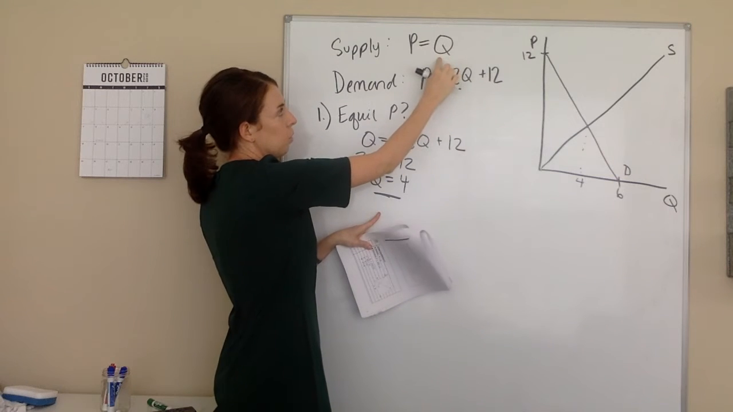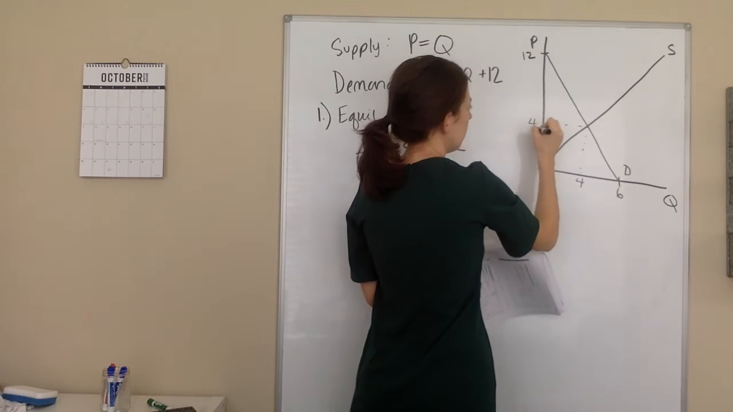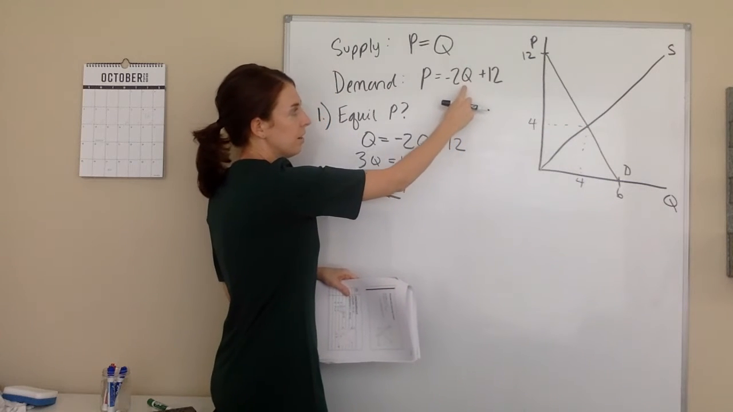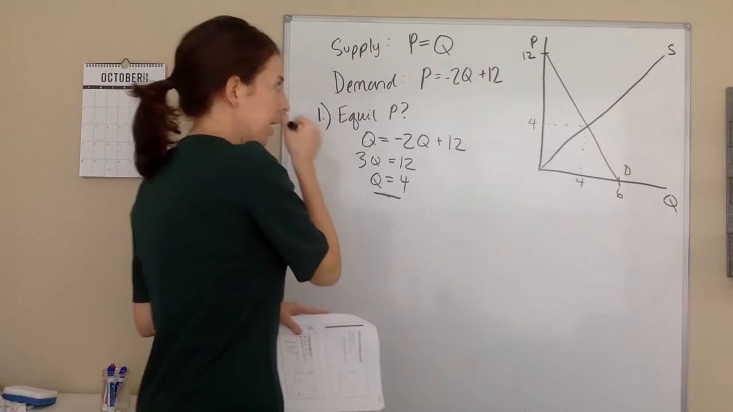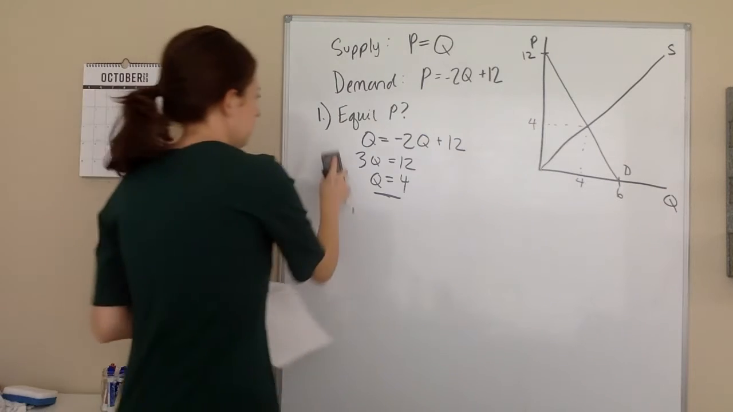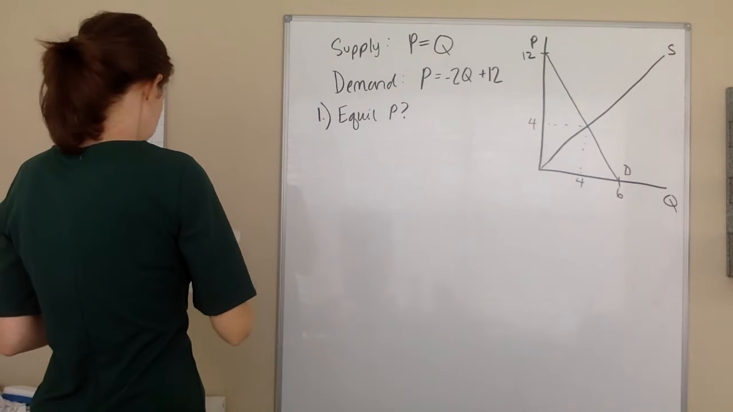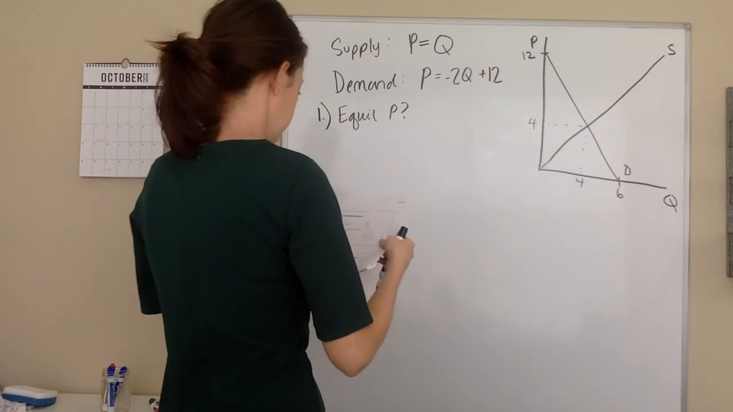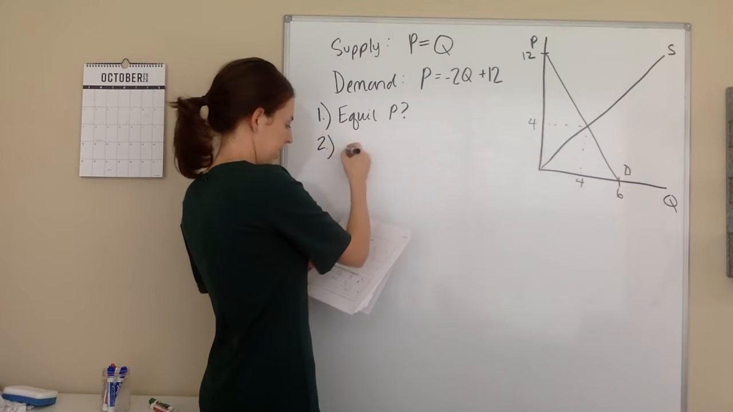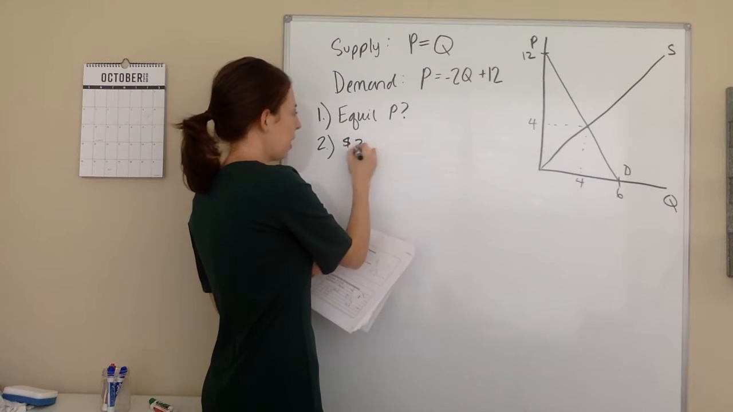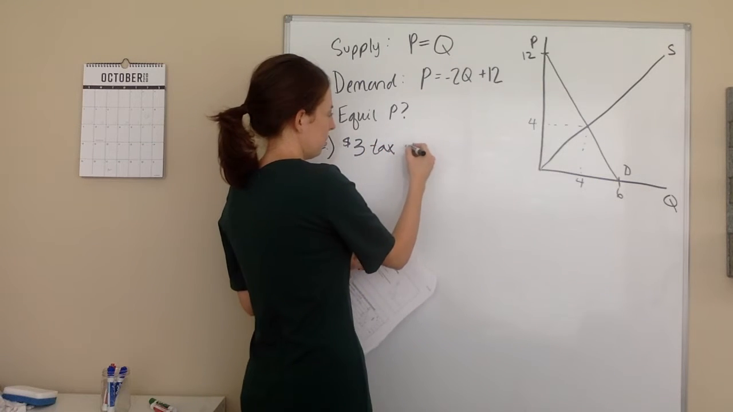So if you plug 4 in here, you get the price equals 4. Alternatively, you could put a 4 in here. This will give you negative 8 plus 12, that would be 4 as well. So we've solved for equilibrium price. Suppose there is a $3 commodity tax that is imposed on producers.